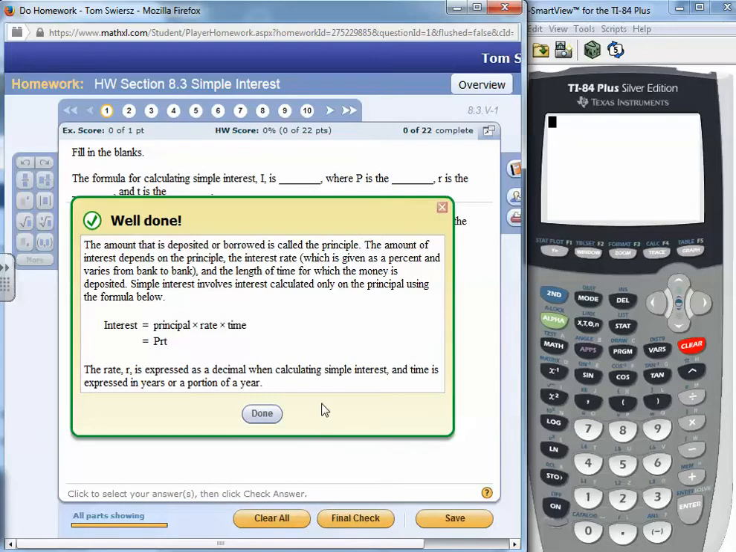R is expressed as a decimal, and T is expressed in years or as a portion of a year. Notice that the T expressed in years or portion of a year will be very important. I'll explain that when we get to some problems in a few minutes.